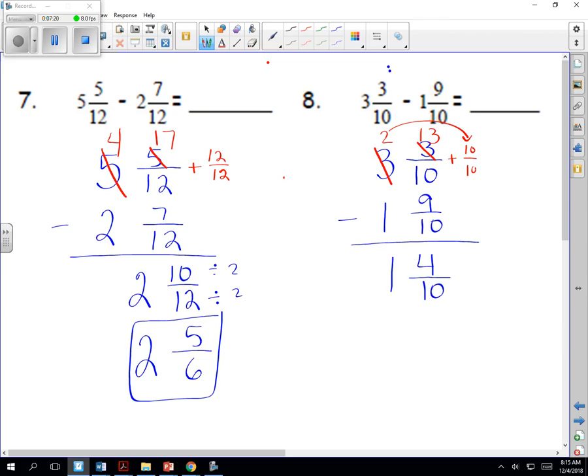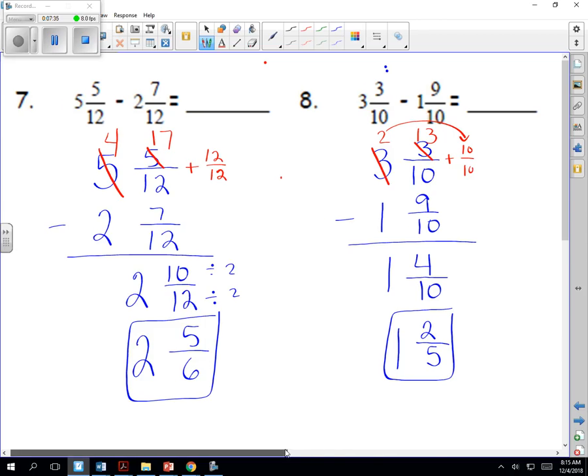And you'll notice again we have a situation where we can reduce. 4 and 10 have a common factor of 2. So we're going to divide 4 by 2, which gives me 2, and 10 by 2, which gives me 5. And our final answer is 1 and 2/5. All right, moving on to number 9.